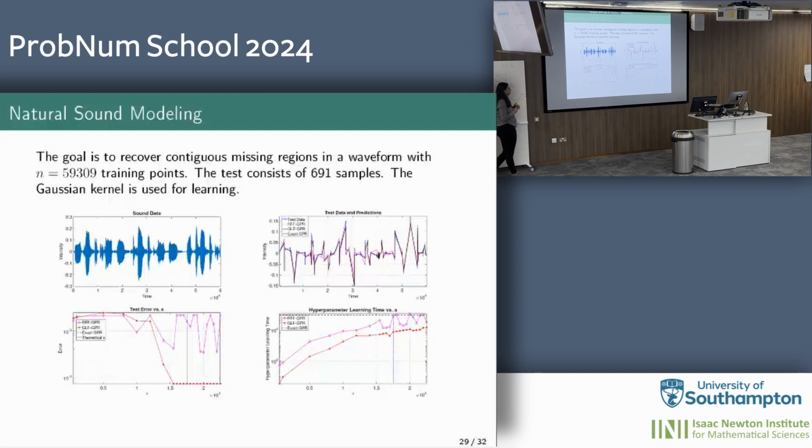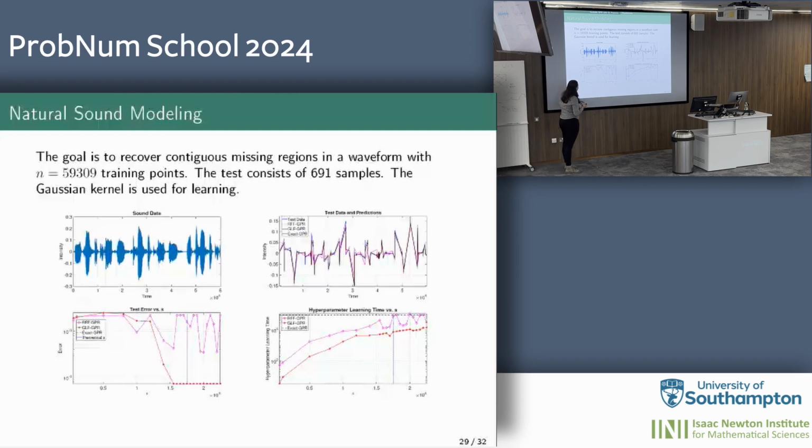And what I also want to show is a few real data sets. So for example, here we have natural sound modeling. Of course, we want to have the missing parts in our signal, so we use the Gaussian process. This is a very large data set. One-dimensional, but still very large. And I focus here on the errors and the learning times in the graphs and not the uncertainty, but of course you can derive that as well.